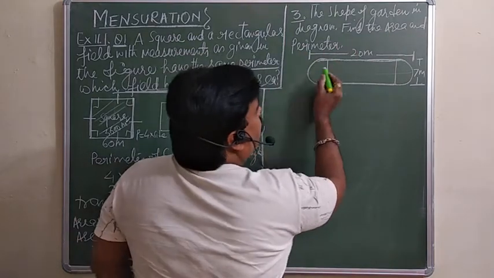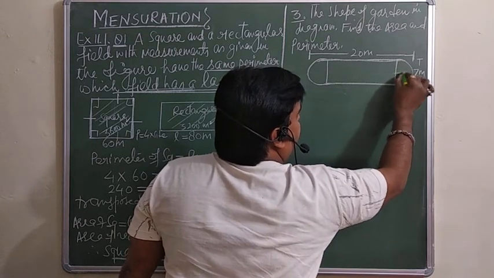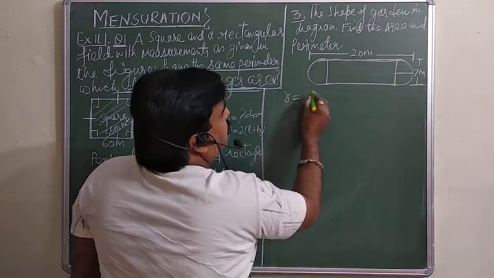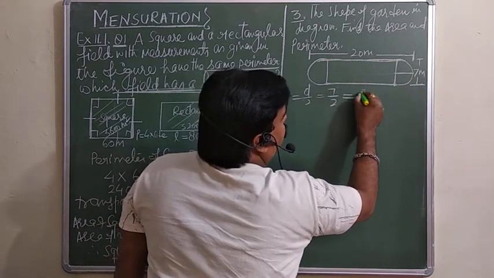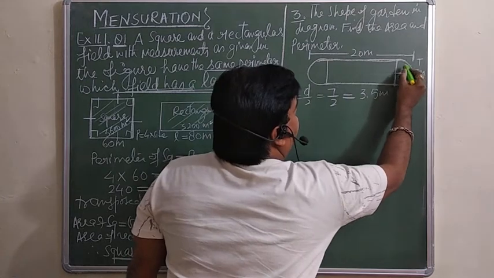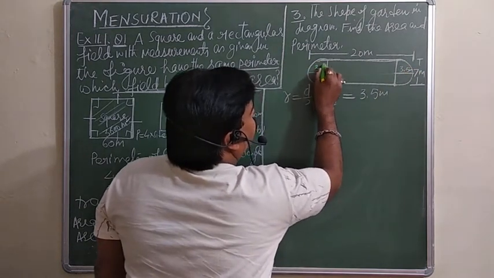See now, you want to calculate the area. So this 7 is working as a diameter. So what will be the radius? R is d by 2, that is 7 by 2, which is equal to 3.5 meter. So your radius is here only 3.5 meter. So this is also 3.5 meter.